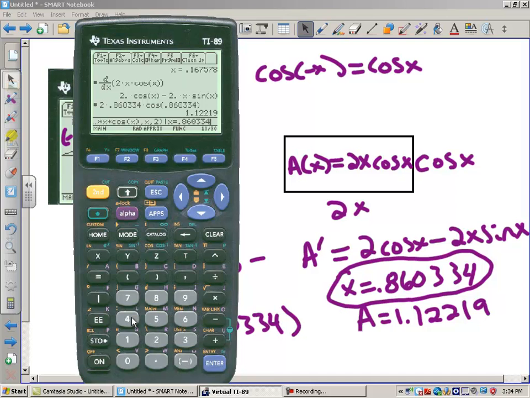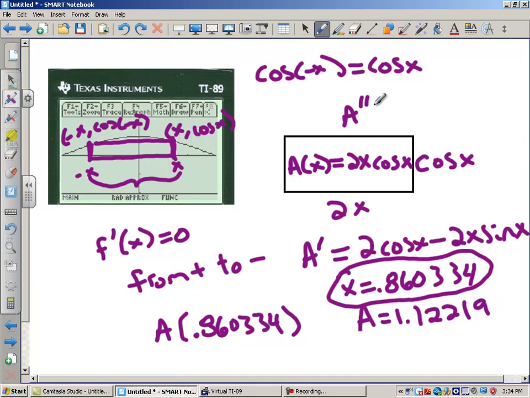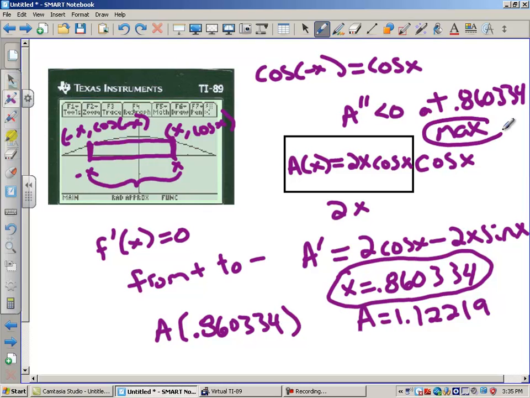Now this is just going to prove whether our critical point is a max or a min. Remember, for a maximum, we need this value to be negative. So let's just see if that's the case. And we can. We see that A double prime is negative at that critical point. That proves that we have found where a maximum occurs. A double prime is less than 0 at 0.860334. So this proves that we have found a maximum. And that maximum area is right here.